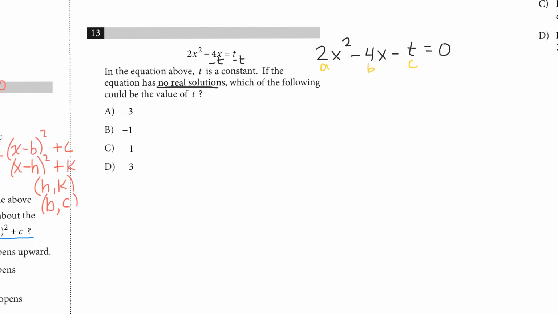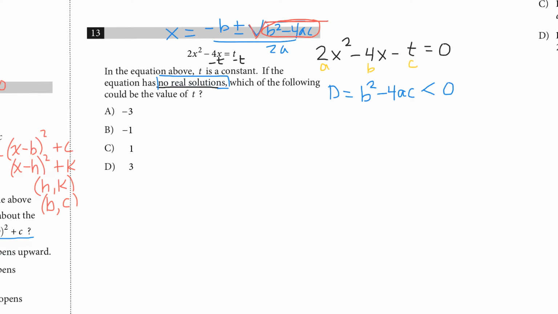And so in this problem, if we want no real solutions, the discriminant, d, is b squared minus 4ac. And if there are no real solutions, the discriminant has to be negative, less than 0. Of course that comes from the quadratic formula, x is equal to negative b plus or minus the square root of b squared minus 4ac, all over 2a. If b squared minus 4ac is negative, you're going to have a negative under the square root, and that gives you no real solutions.